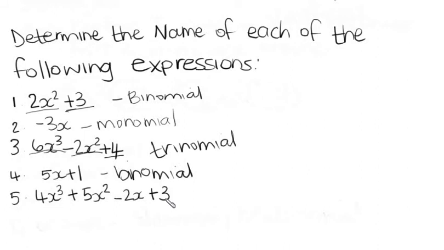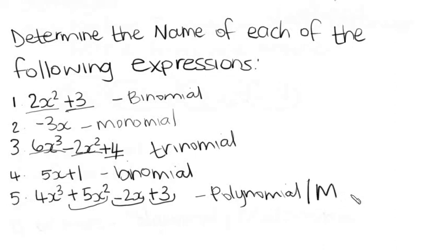Great stuff. Then number 5, as we can see it's a bit long, so even that should indicate to us what it would be. We have 4x to the power 3, which represents one term, then positive 5x to the power 2 representing another, minus 2x, and then positive 3. That gives us a polynomial because it consists of 4 terms, so polynomial, or if you remember it as multinomial.